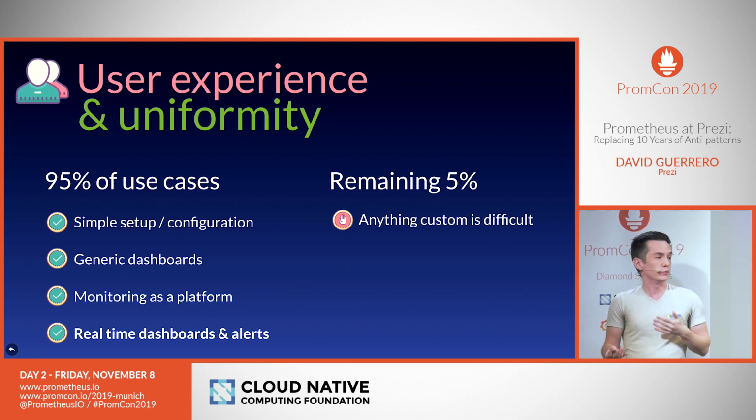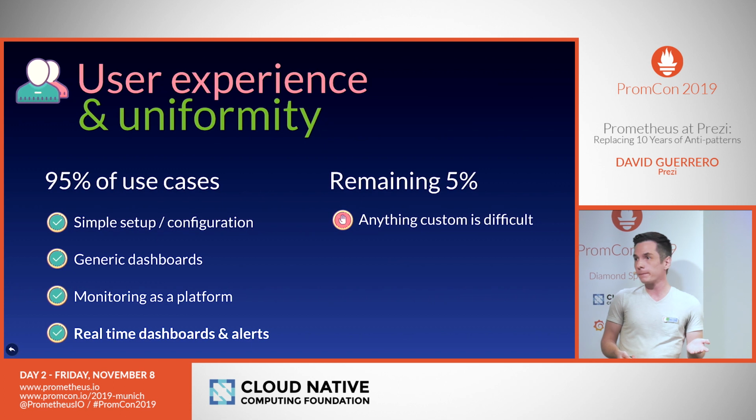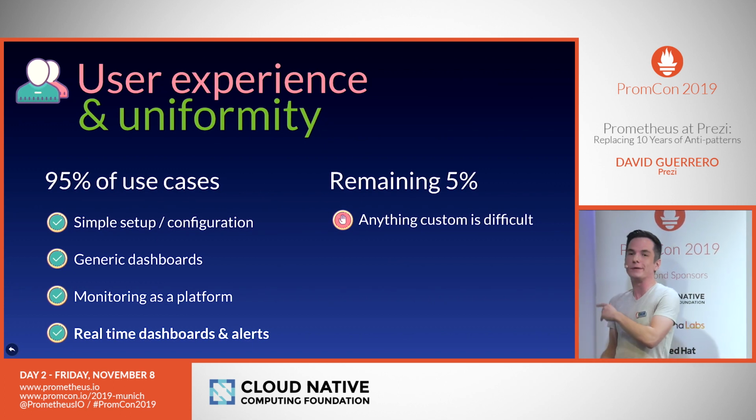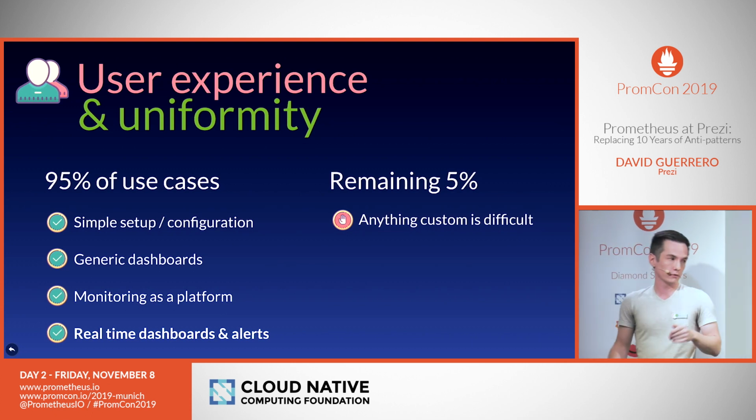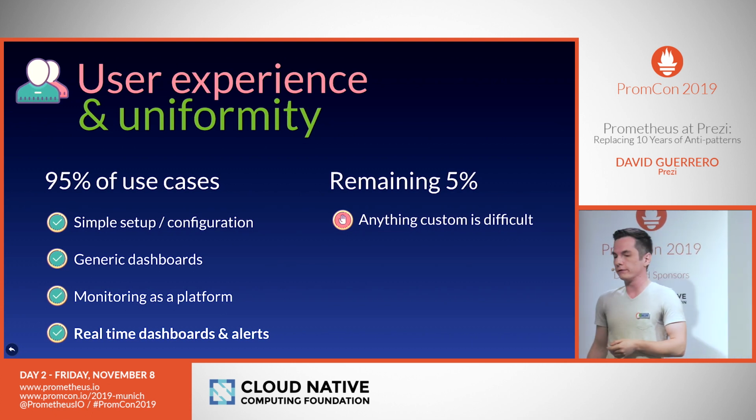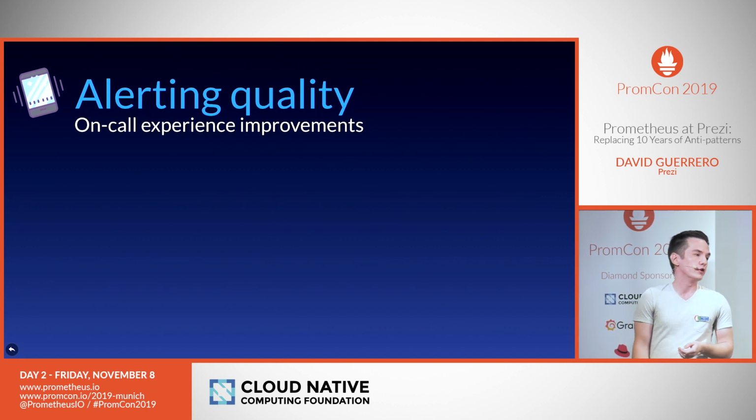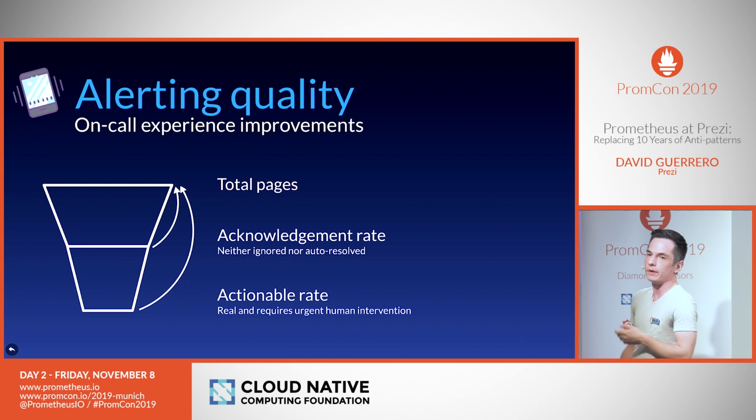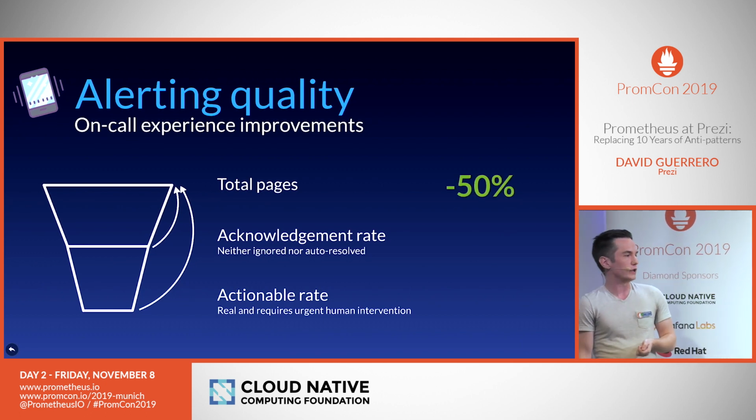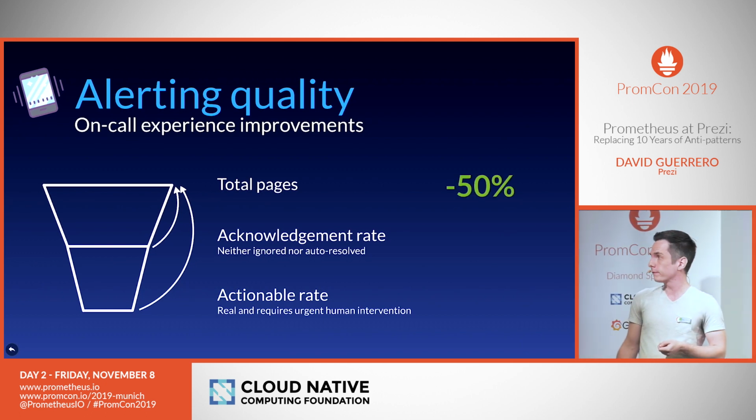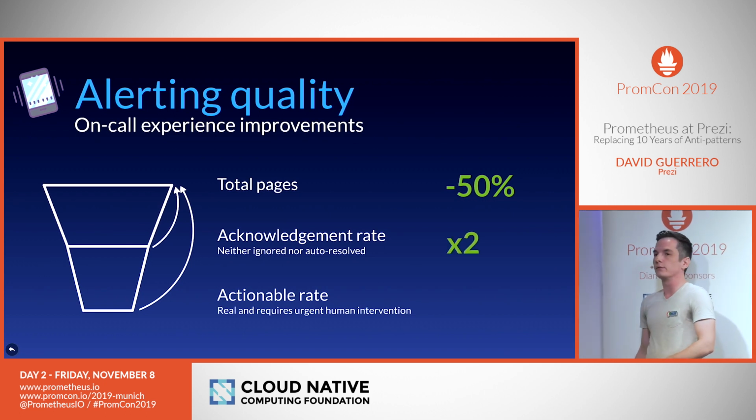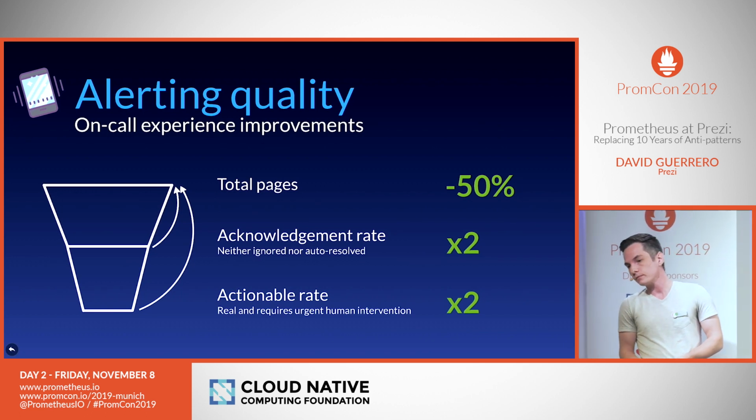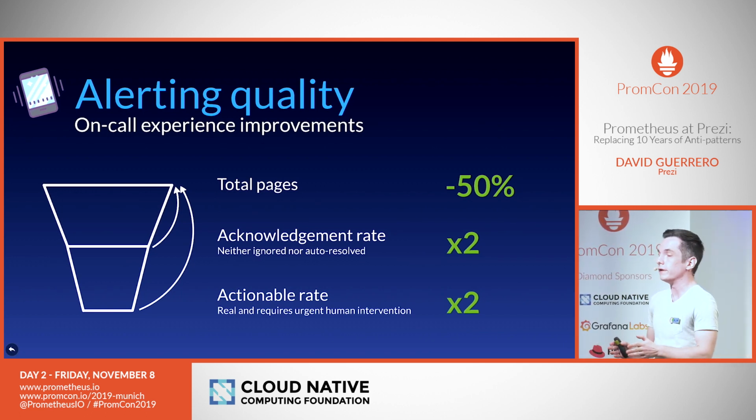So that's the trade-off that we did. For 95% of the use cases, you don't have to know anything about Prometheus. You just write a few lines and that's it. But for the remaining 5%, now you have way more to learn. So you have to make a trade-off there. In terms of alerting quality, so for on-call experience, if you remember our key metrics there, we actually cut our total number of pages in half. Our acknowledgement rate was multiplied by 2, and our actionable rate was also multiplied by 2. So not only do we have fewer pages, but they are better quality.